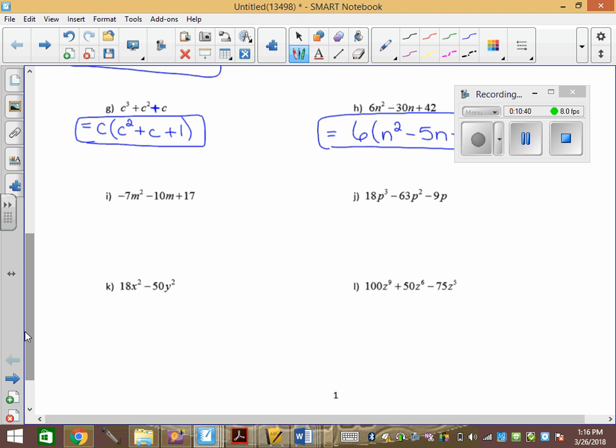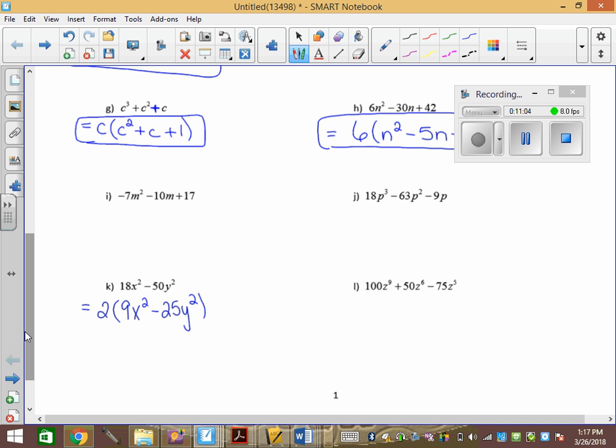Just the 2. So you could take a 2 out and you'd be left with 9x squared minus 25y squared. It's the only thing that's common is the 2. Now, 9x squared minus 25y squared is a difference of squares.